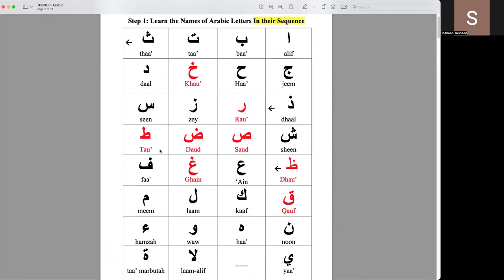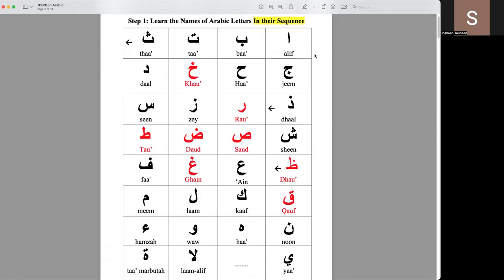Dad, Ta, Za, Ain, Ghain, Fa, Qaf, Kaf, Lam, Mim, Noon, Ha, Waw, Hamza, Ya, Lam-Alif, and Ta Marbuta.